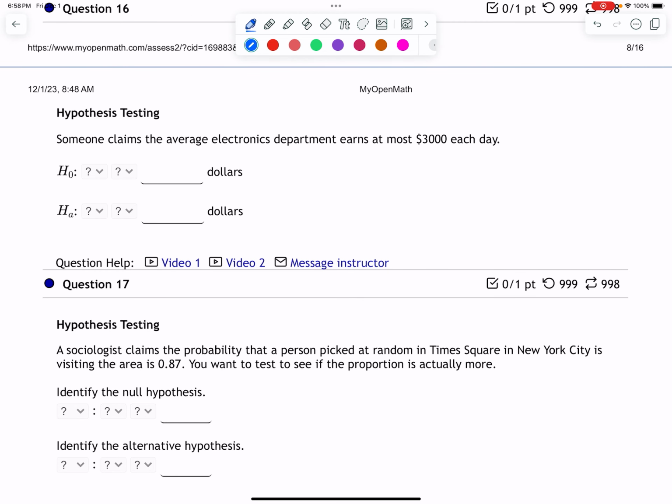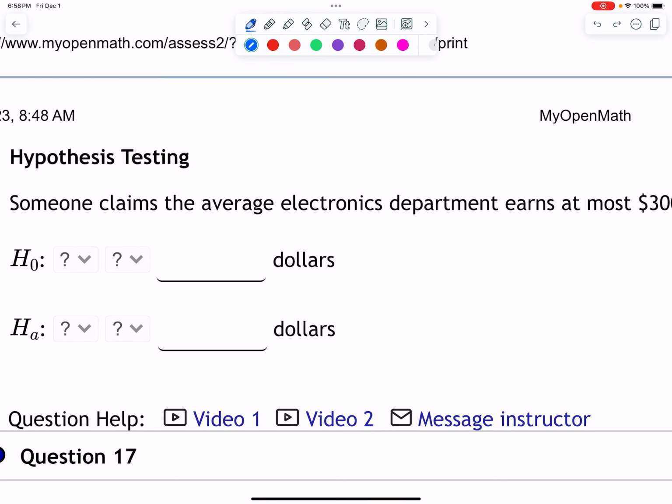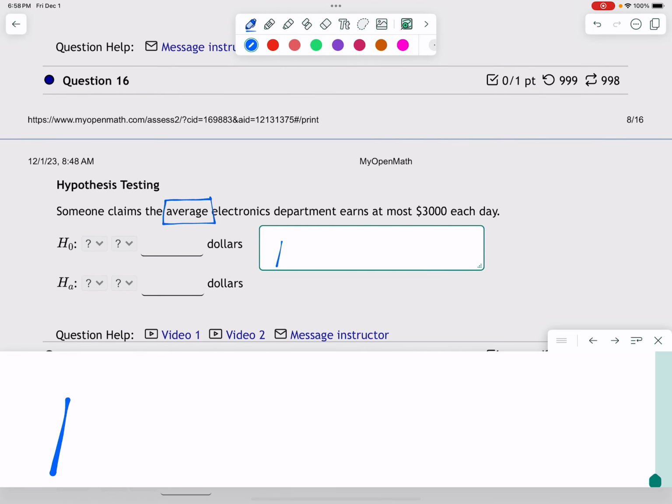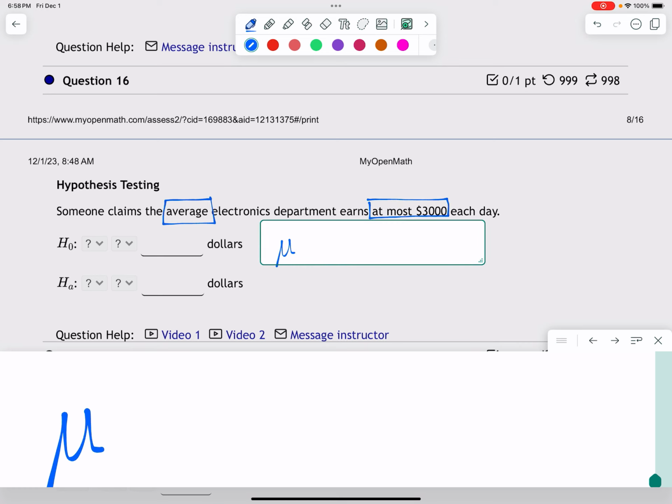Okay, so does this one have multiple parts? I don't know, it doesn't say. So we are just going to, in this case, write out H0 and HA. The first thing I notice is that someone claims we are dealing with average electronics. That is your big red flashing light that says we're dealing with mu. The next thing I see is at most $3,000. Well, that means the average has to be less than or equal to 3,000.